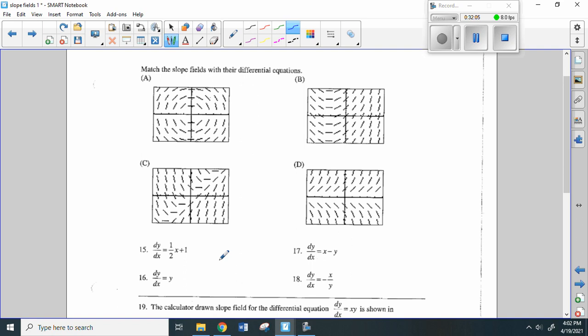And then remember some of the key things that we looked at. If you have just x, x only, you should have columns of parallel slopes. So I'm thinking it's B, but I should check some points, all right? And I noticed that all of these are horizontal, and all of these have an x value of 2, all right?